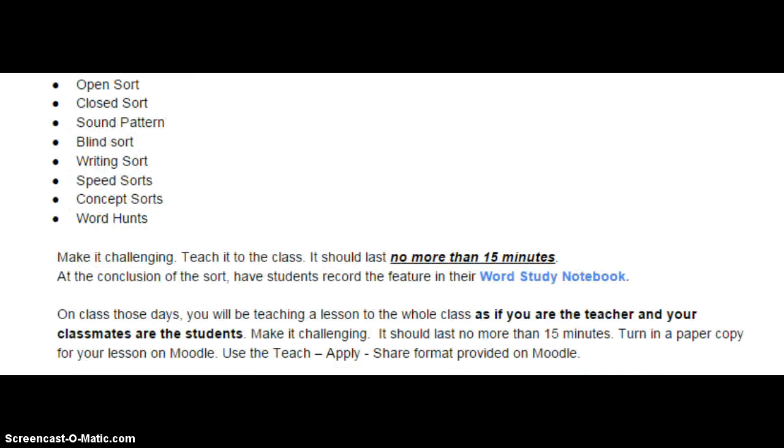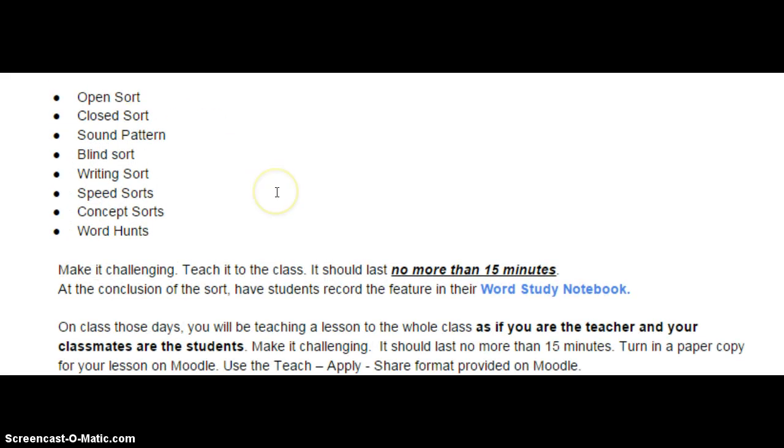You're going to design either a word sort, an open sort, a closed sort, a sound pattern observation, a blind sort, writing sorts, speed sorts, concept sorts, a word hunt. You decide what this is going to look like. And our text in the early chapters really breaks down what each of these sorts look like.